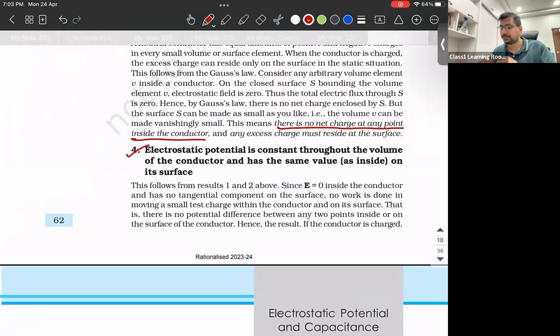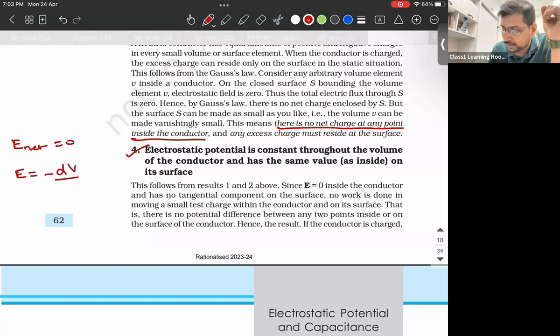Fourth one. Electrostatic potential is constant throughout the volume of the conductor and has the same value as inside on its surface. So we know that the net electric field inside is zero. When the net electric field inside a conductor is zero, observe, we know that E is equal to minus dV by dr.